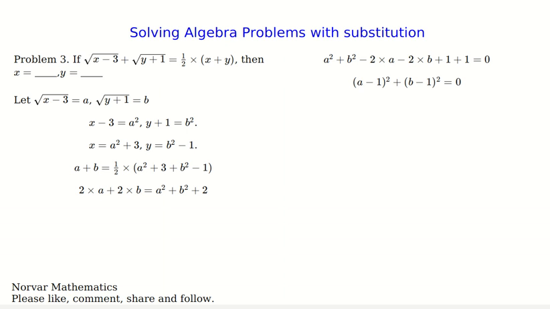So a = 1, b = 1. Substitute back, get the result. x = a² + 3 = 4, y = b² − 1 = 0. This solution uses substitution for two algebra formulas.